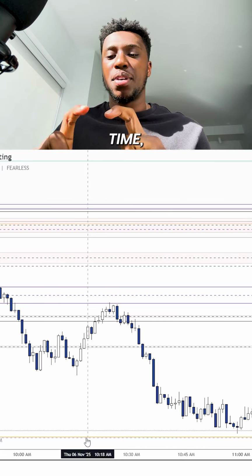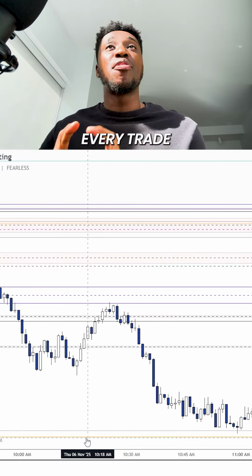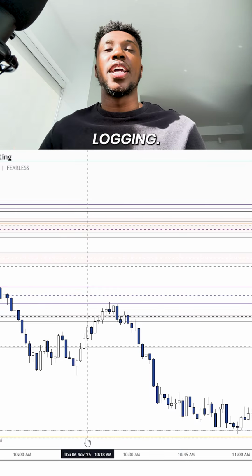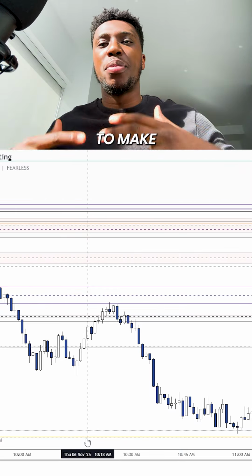And that's why over time, you need to just continue to study every trade that you take, every decision that you're making throughout the week for every single trade that you're logging. And over time, it'll become much easier for you to make these decisions very quickly.